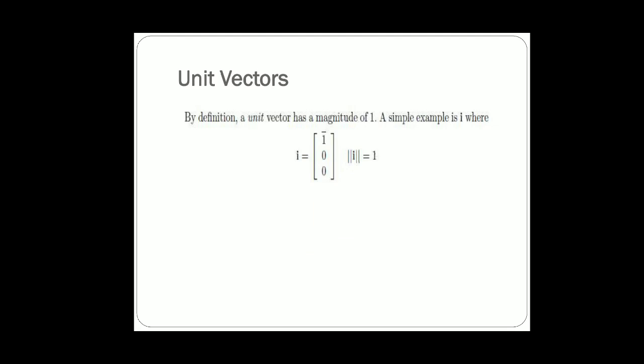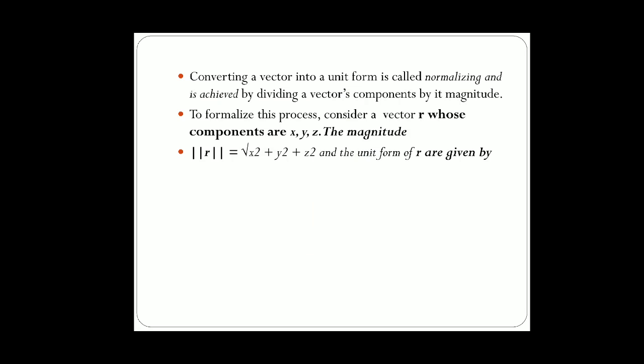That is unit vectors. By definition, a unit vector has a magnitude of 1. So the highest value of my unit vector will be 1. A simple example is i, where the magnitude of i is equal to 1. Converting a vector into a unit form is called normalizing. Please keep this in mind. When I convert a vector into a unit form, it is called normalizing, and it is achieved by dividing a vector's components by its magnitude.